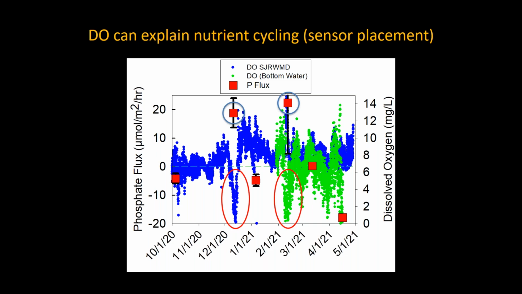And so it's really cool that using these bottom water DO sensors, we can start to explain nutrient cycling. And this really points out the importance of sensor placement. And so we're starting to put either sensors at multiple depths or using our sensors at the bottom and somebody else's at the top.